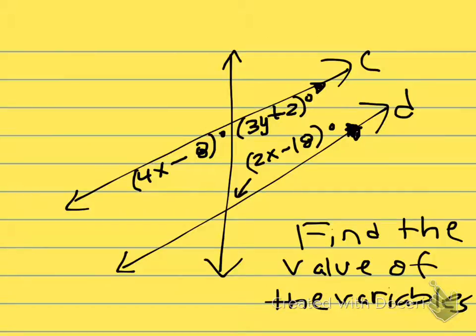Now we're going to move on to another similar diagram, and we need to use the type of angles here to help us find the value of the variables. We have to find x and y. The first thing I would do is think about the relationship of some of these angles.